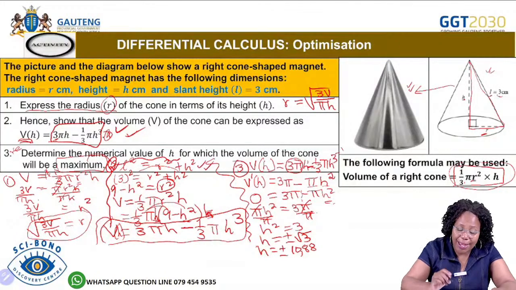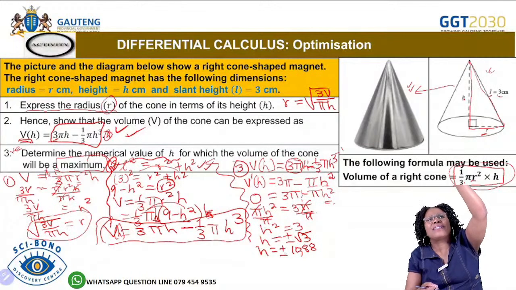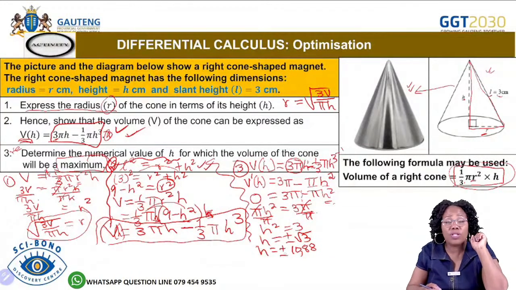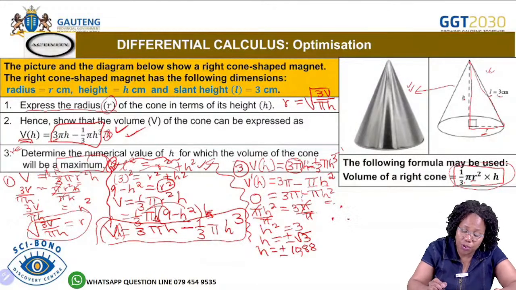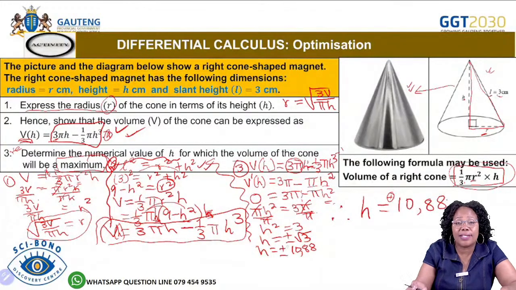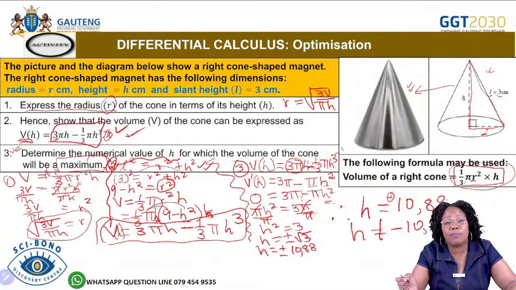Now we are excluding the minus. We cannot say the height of this cone is minus 10,88. No, there's no way the height can be a negative value. So therefore, we are going to conclude that the final value of h will only be the positive 10,88. So you are discarding the negative one, or you can write h equal to minus 10,88 is not a solution. It must not be equal to that one. Okay.